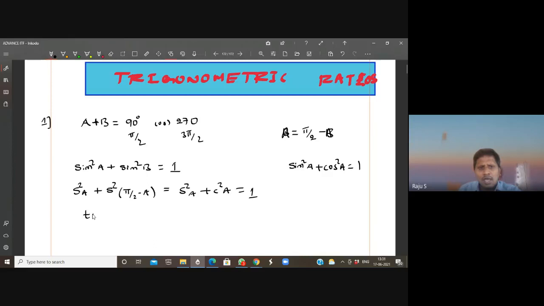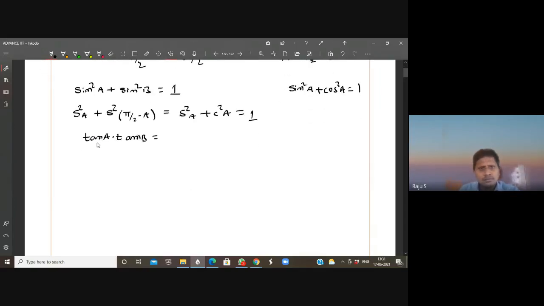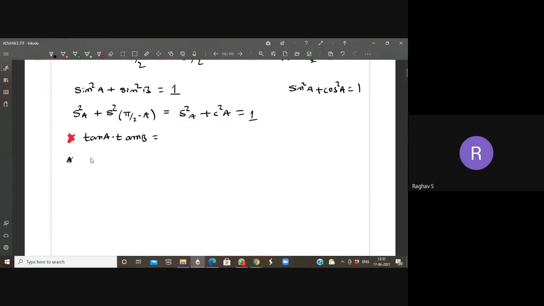what about the tan A into tan B value, students? Tan A into tan B value. What is the value of tan A into tan B? Yes. What is the value? 1, sir.